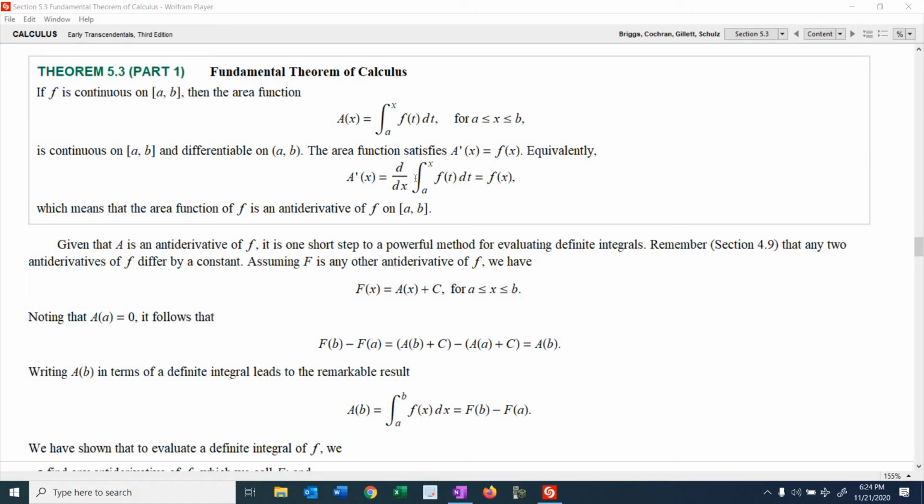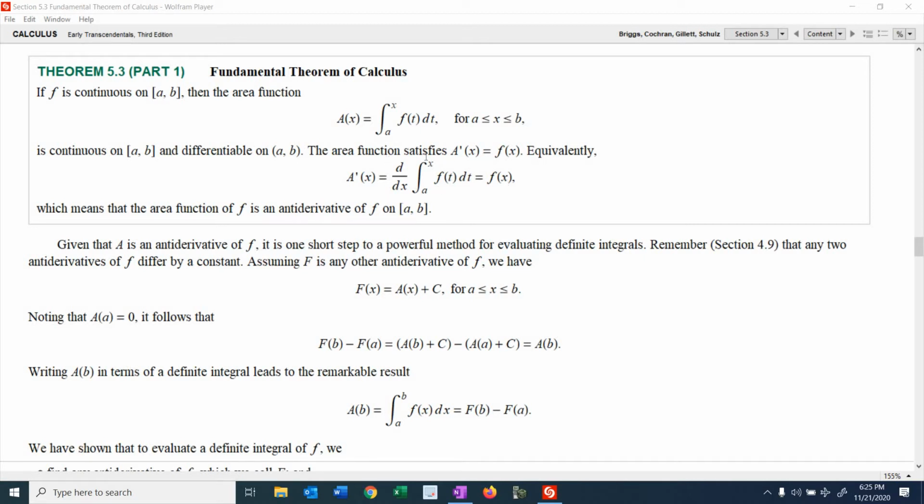That's because when you take the derivative of this area function, you get f of x back. And so that means this function right here, which we can think of as capital F of x, must be an antiderivative of small f of x.